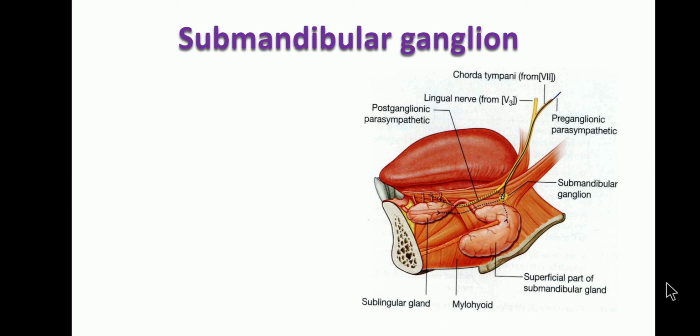So we will come to the submandibular ganglion. Again, this is one of the peripheral parasympathetic ganglia. So 4 ganglia I have discussed in the head and neck.